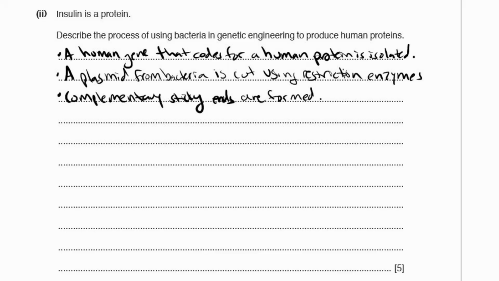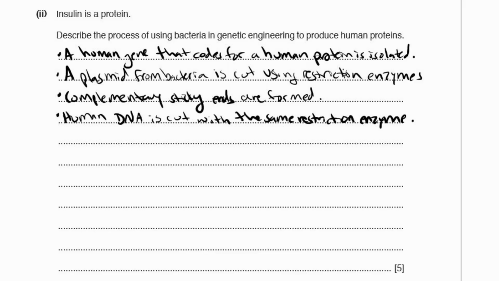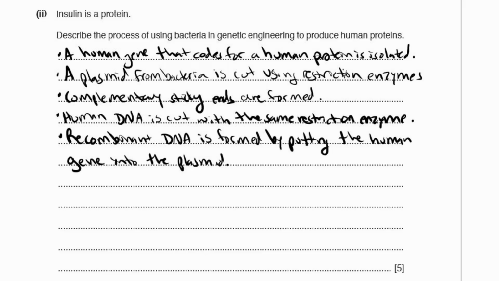Okay, once they have the plasmid with the complementary sticky ends, they can then cut the human gene, the human DNA, with the same restriction enzyme. Human DNA is cut with the same restriction enzyme. So again, complementary sticky ends are formed. You could obviously do the plasmid or the human DNA in either order, because it doesn't matter which one they cut first. Okay, then they put them together, and that forms recombinant DNA. So recombinant DNA is formed by putting the human gene into the plasmid.